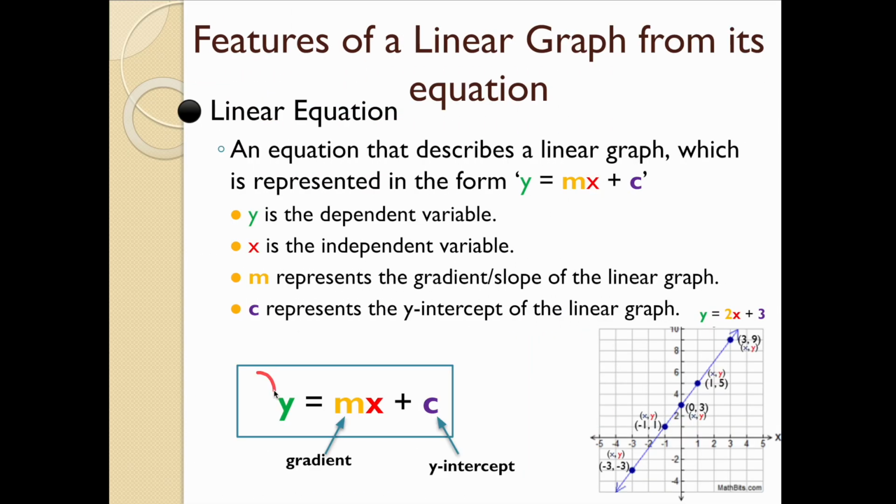This works when y is the subject. All right, y must be the subject. So in order for this to apply, y must be the subject of the formula. When I say subject of the formula, what I'm trying to say is that y must be by itself. It must say y is equal to something, not 2y is equal to something, or y divided by 4 is equal to something. It must be y is equal to whatever. So in this case, as you can see, y is the subject of the formula. Therefore, m represents the gradient of that particular formula, and c represents the y-intercept.